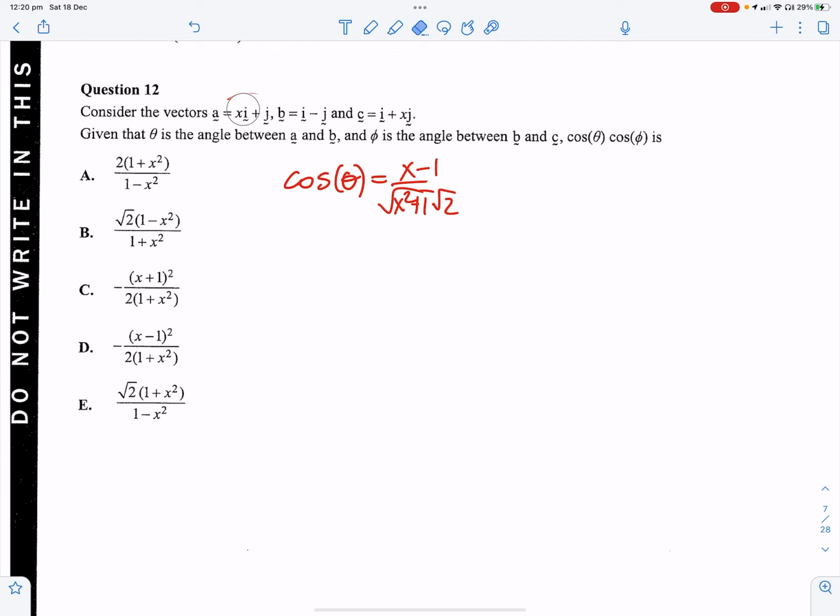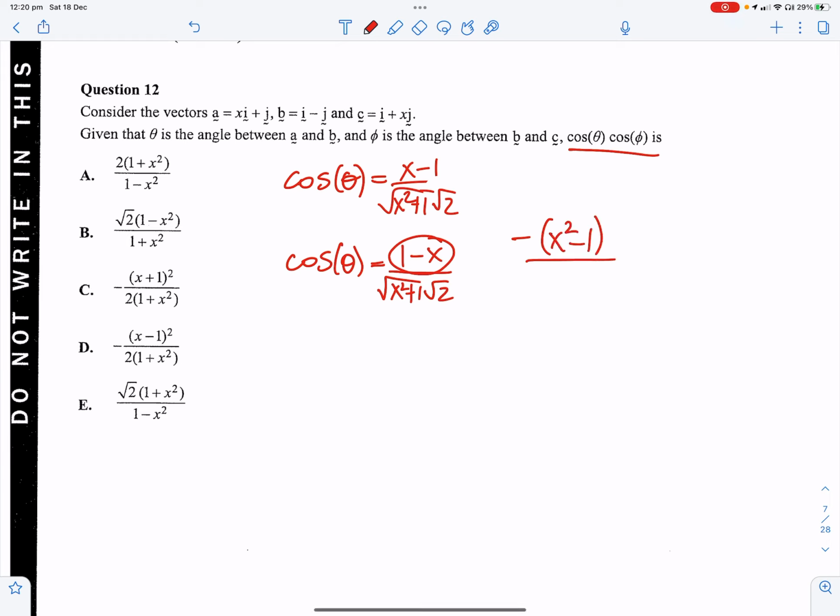Phi is the angle between B and C, so cos of phi is dot product 1, dot product negative x. They're effectively the same thing in terms of magnitude, so we're going to get the same thing again, x squared plus 1, root 2. Now, if we multiply them together, I can say that's negative x plus 1 and x minus 1, negative x squared minus 1, over the denominator is going to be the same, 2 x squared plus 1 when I multiply them together.